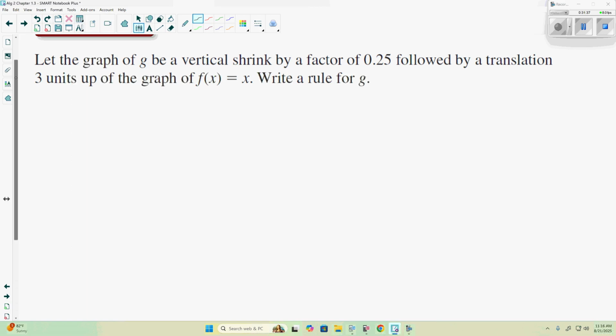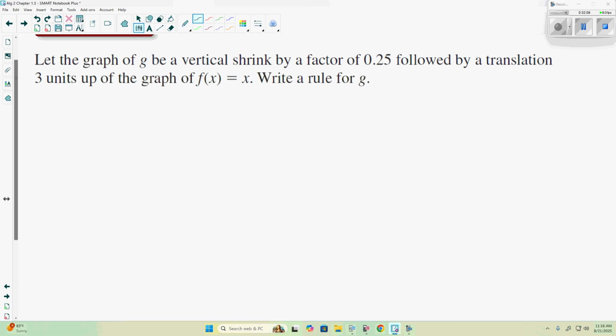Okay. If you notice this one here, how many transformations are we doing? 2, yes? The textbook says we're going to do it all at once, all at the same time, which is fine for some. If we're doing a vertical shrink and a vertical translation, not going to have a whole lot of impact. Good. But it's better to do it one at a time in the order that it gave it to us.